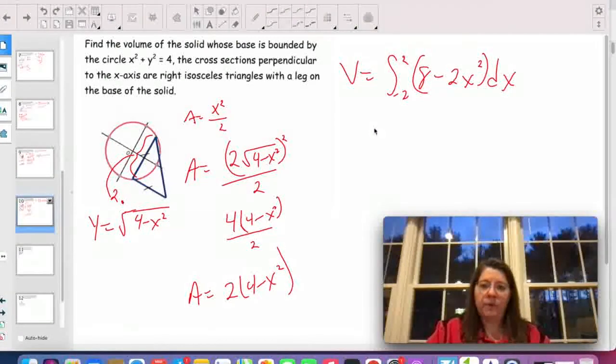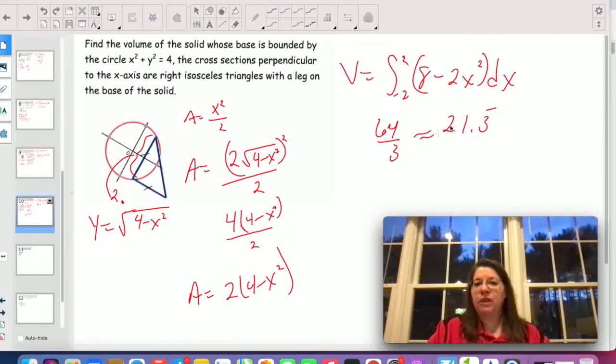When I solve this one, if I do it by hand, I'll get 64 over 3. If I do it on the calculator, it's going to give me 21.3 repeating. Again, you would round however the directions are telling you to round. And again, you could solve it by hand to make sure you're getting your integrals correct. It doesn't hurt to practice that.